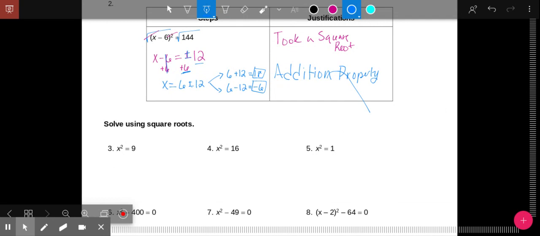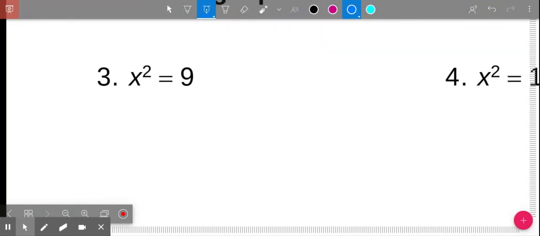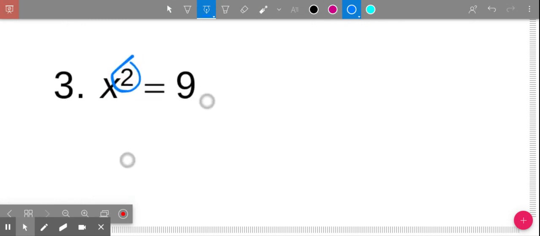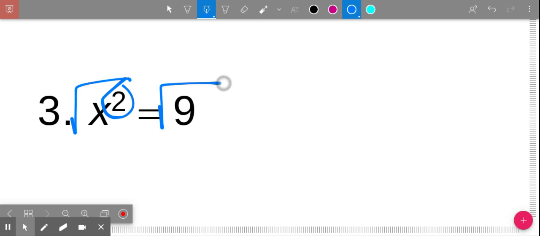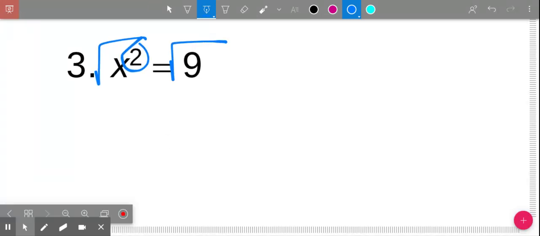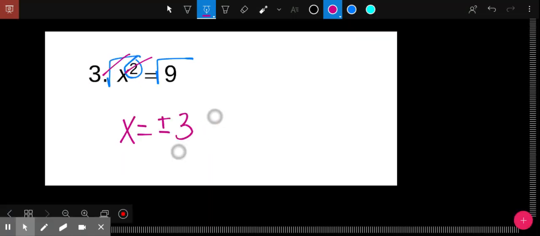Looking at the first one, we have just x squared equals 9. We're solving just by taking some square roots. The only thing we've got to get rid of is our squared. So we're going to start by taking the square root of both sides. The square root and the squared cancel each other out, just giving me x is equal to. It's not just a 9. The square root of 9 is 3, but it's not just 3. We have to write it as plus and minus 3.